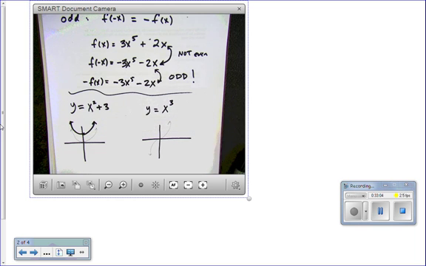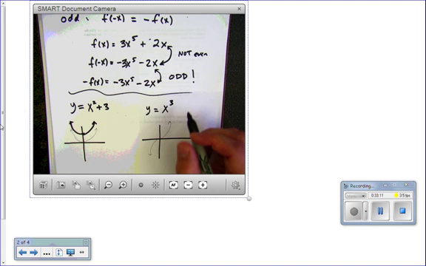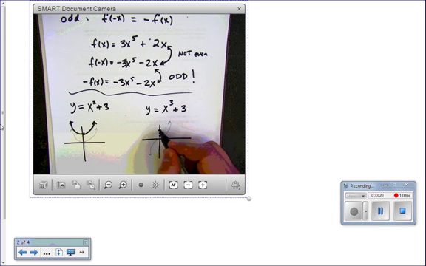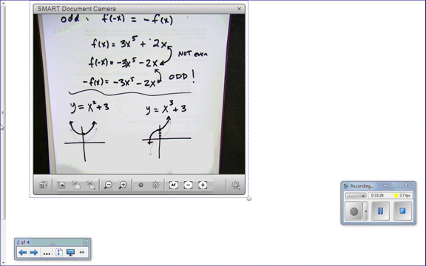And so it's symmetric with the origin, so it's an odd function. Well, it makes sense because this is an odd exponent. Now, even though we don't have much experience with the graph, we should know if I say x cubed plus 3, that's going to move it up 3. Go 1, 2, 3, and so that inflection point moves from here to here. So now, is it still symmetric with the origin? No.